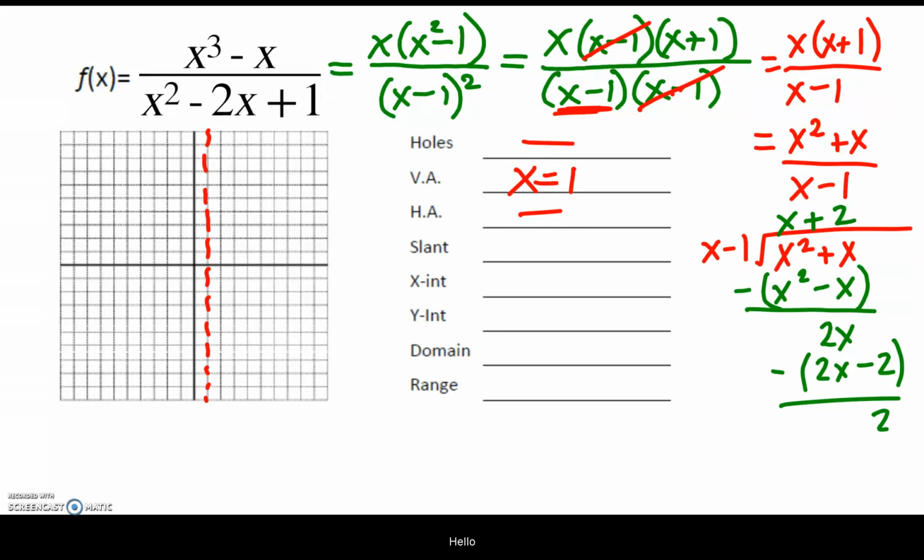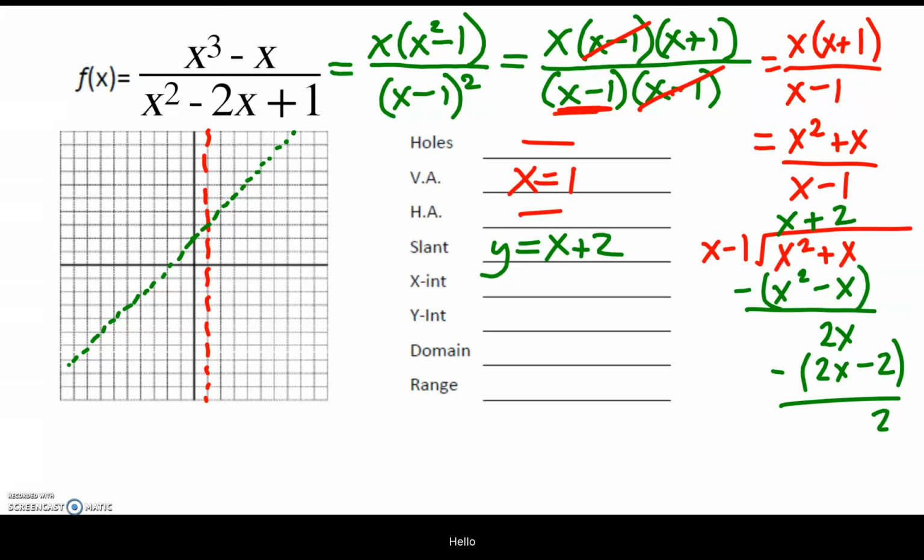But remember, as we talked about in the last problem, you just ignore the remainder anyway because it's going to be 2 over x minus 1, which will approach 0 for large values of x. So your slant asymptote is just the line y equals x plus 2. Just looking at that quotient there. So we'll go ahead and graph that line. It's a line with a y-intercept of 2 and a slope of 1. Again, hopefully you're doing a better job of drawing those on paper.